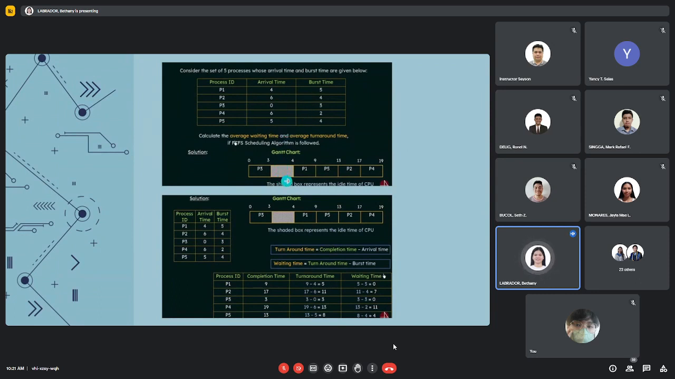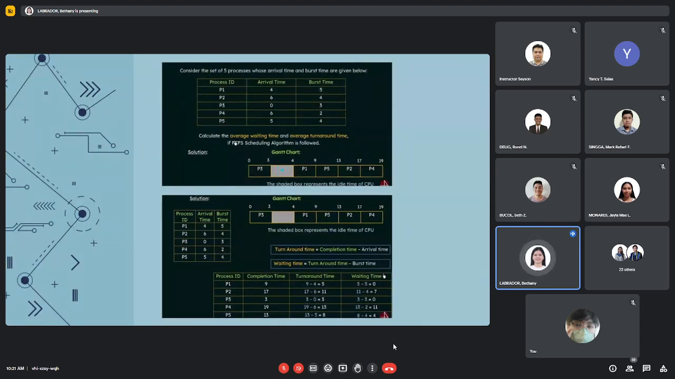Now if you look at this Gantt chart, we see that P3 completed its execution at the third unit of time. If you look at this table, there are no processes that arrive at the third unit of time. So at the third unit of time, when P3 completed its execution, the CPU is idle. It is free and it was sitting idle. Nobody is using the CPU.